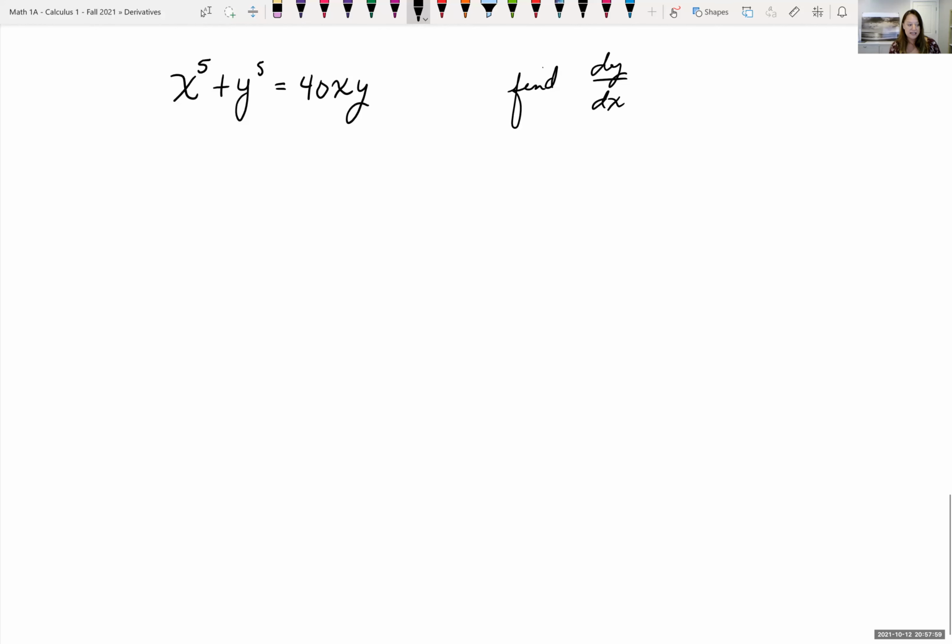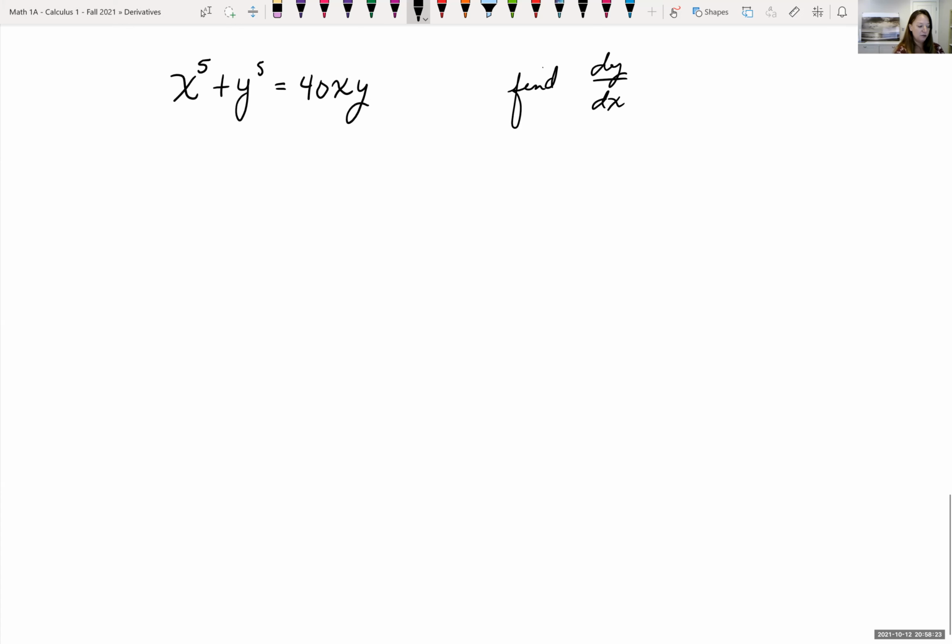Okay, so here's an example of implicit differentiation. We have x to the fifth plus y to the fifth equals 40xy. Notice we have x and y on both sides of the equation. It would be difficult or impossible to just solve for y and get it in the form of y equals. So this is where we're going to use implicit differentiation.